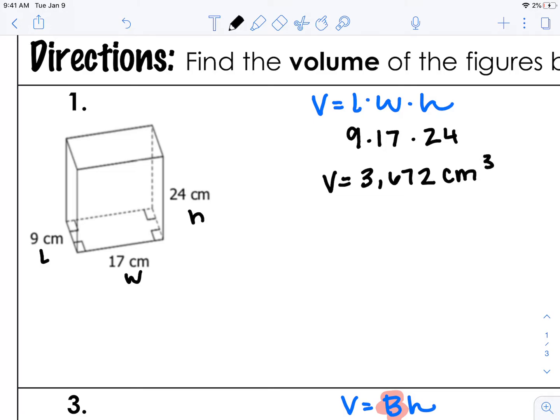Now our units for volume are cubed. For area, there were only 2 measurements, length times width, so that was squared. For volume, there's 3, length times width times height, so that's why it's cubed.